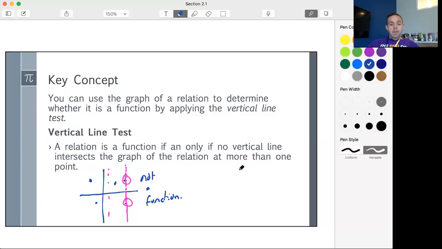Okay. Same thing with the graph. So we might have a function that looks something like this. If I draw a vertical line anywhere, notice it only touches once. So this is, yes, a function.